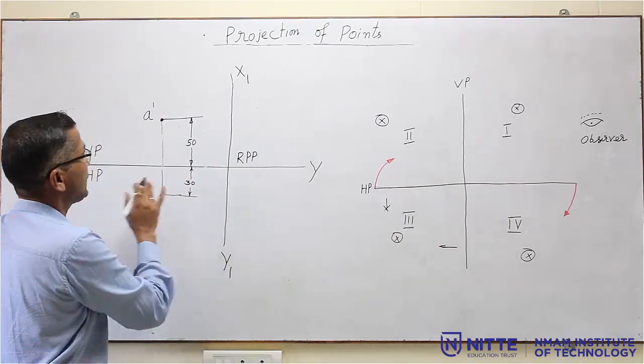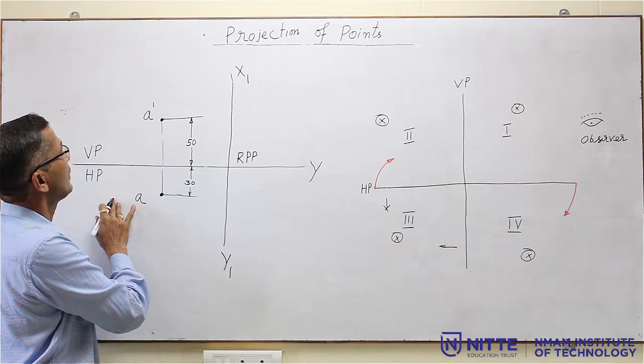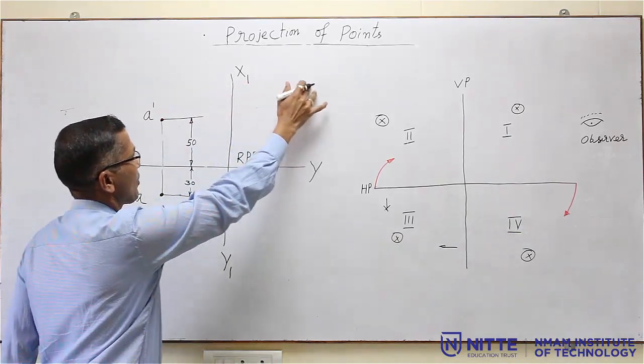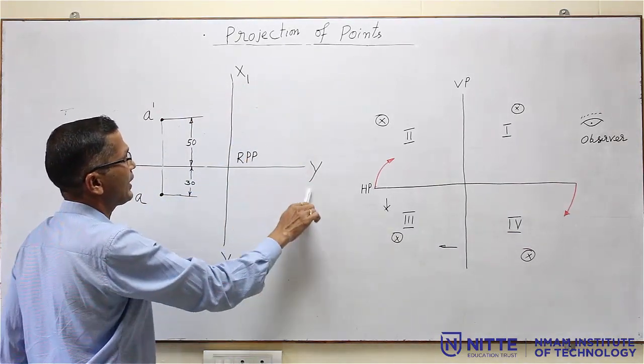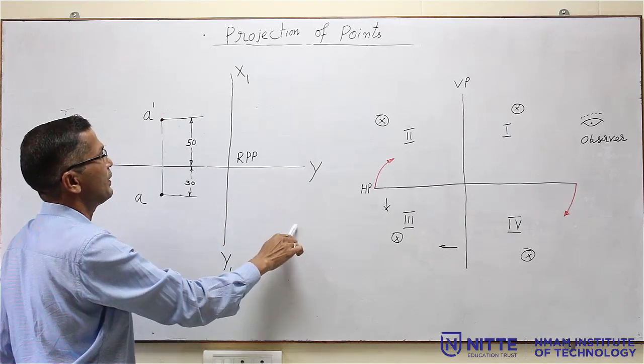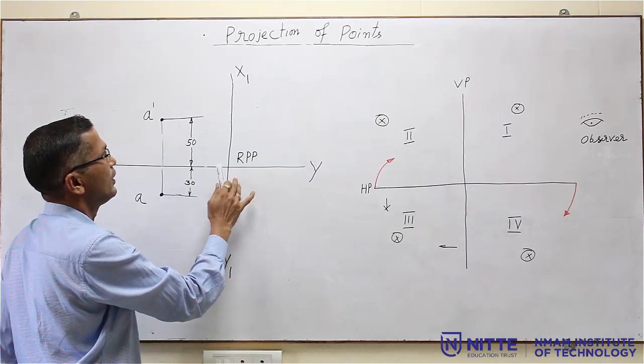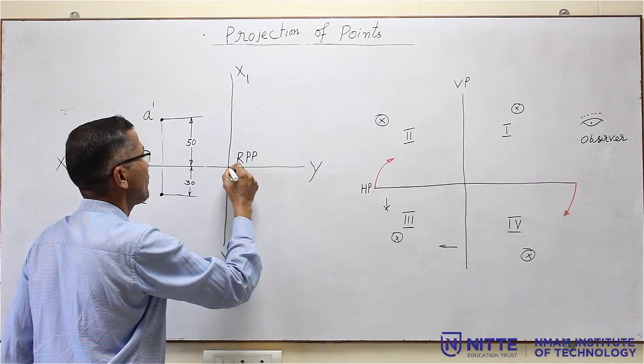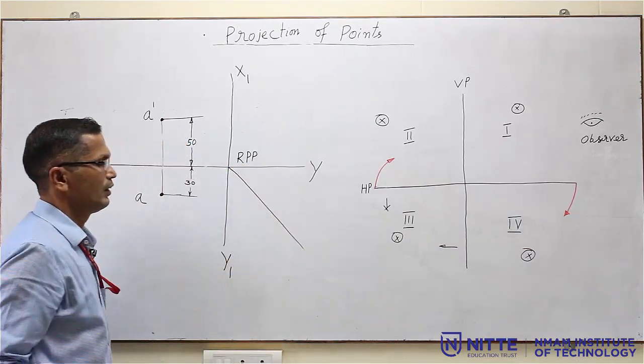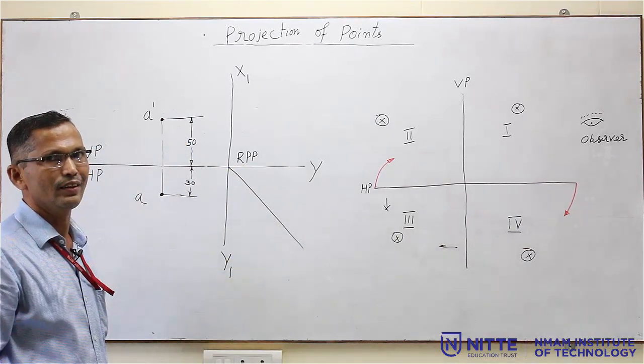Now, this is the HP, this is VP, and this is the profile plane. There is a blank space, no name is given to it. Now, here you have to draw a 45-degree line, a light line.